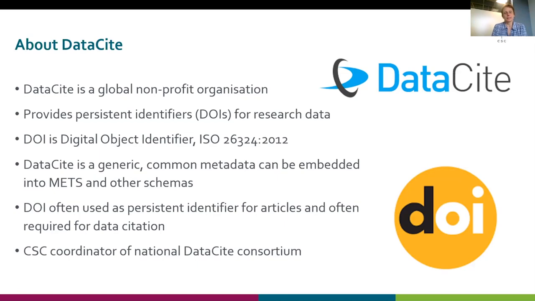The DataCite organization has a general common registry, and it provides persistent identifiers for research data. The DOI is a handle-based system, and it's good now to remember that the DataCite DOI is specifically meant for research data. It's not to be used for other kinds of publications.